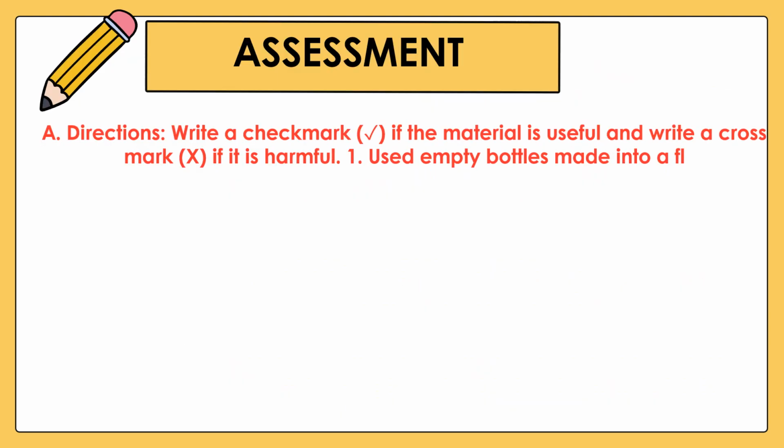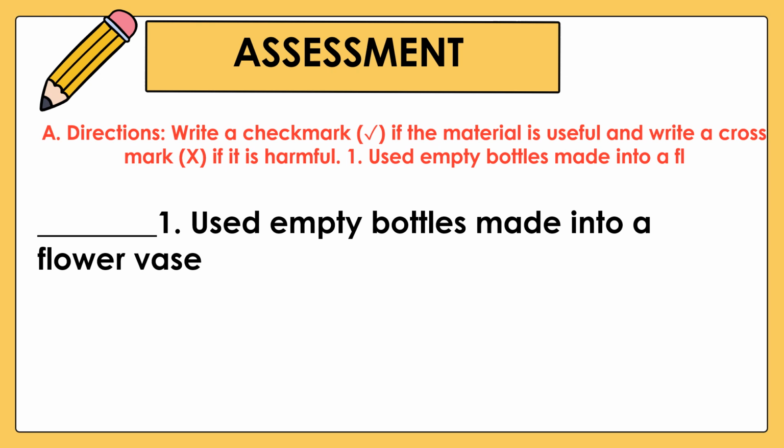Let's now proceed with the last activity, which is the assessment. Directions: write a check mark if the material is useful and write a cross mark if it is harmful. Number 1, used empty bottles made into a flower vase. Is it check or X? Of course, the answer is check.